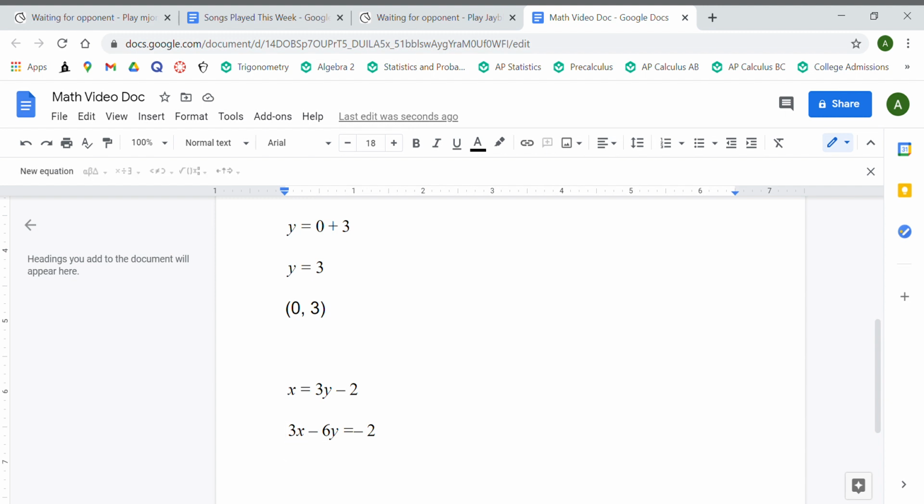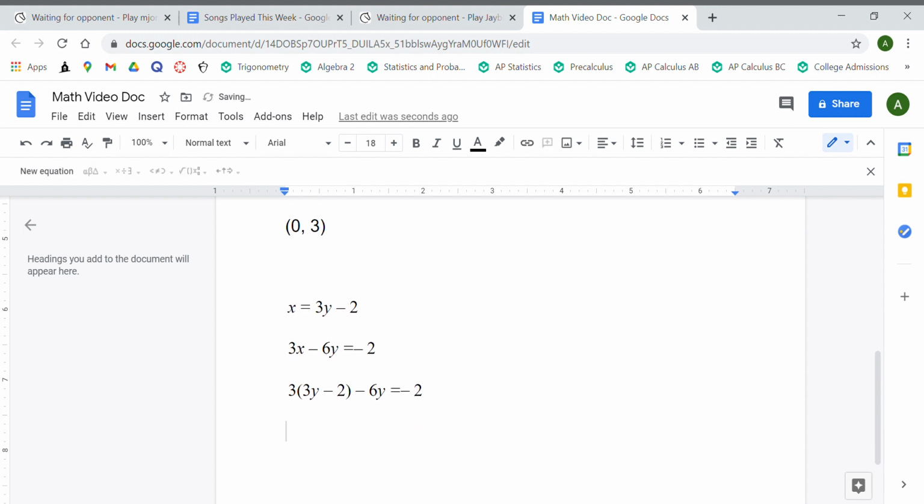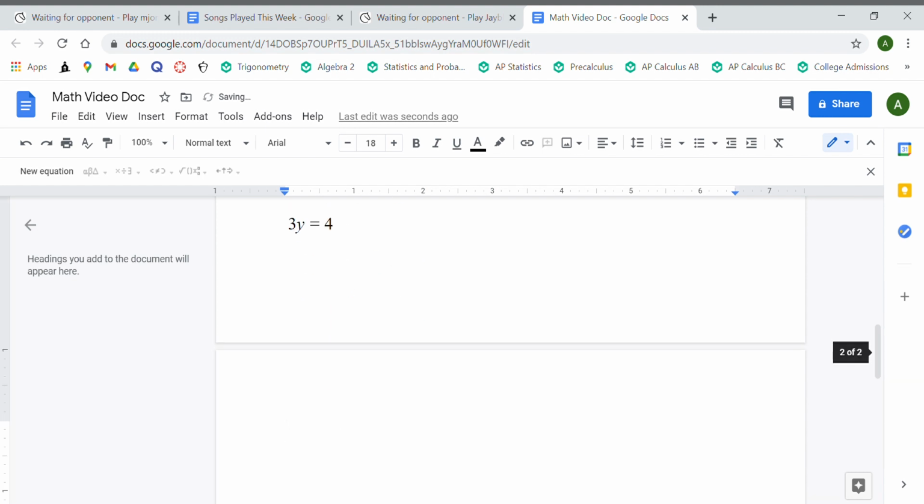So we will end up with 3 times, substituting for x, 3y minus 2, minus 6y equals negative 2. And then we use the distributive property. We get 9y minus 6 minus 6y equals negative 2. Again, doing two steps at once here. Combining like terms, we get 3y equals negative 2 plus 6, which is 4. And then we happen to get y equals 4/3.